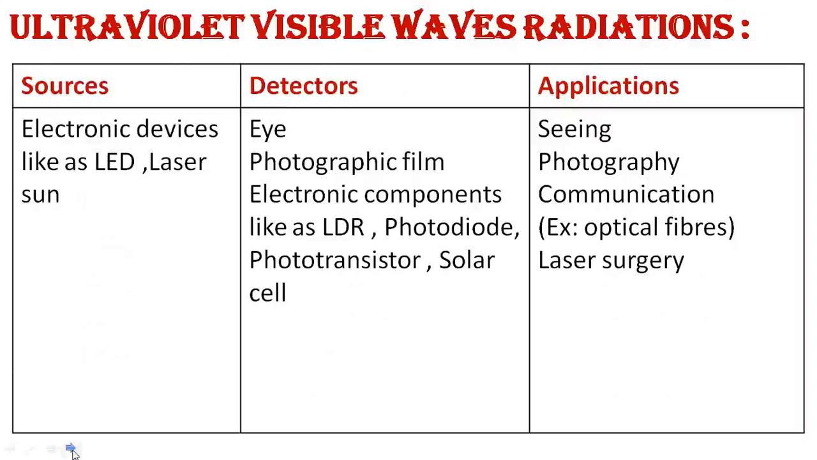There are some sources, detectors and applications. Sources are electronic devices like LED, laser and the sun, and as detectors we use the eye, photographic film, electronic components like LDR, photodiode, phototransistor and solar cell. Applications are seeing, photography, communication like optical fiber, and laser surgery.